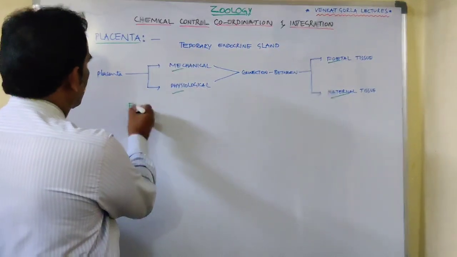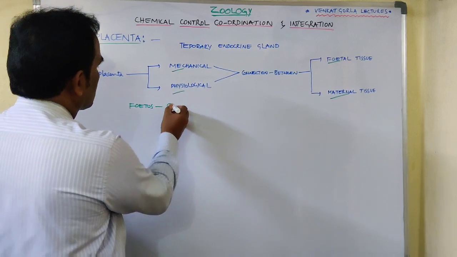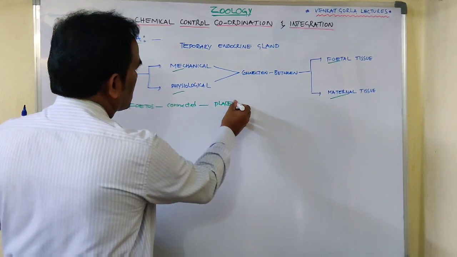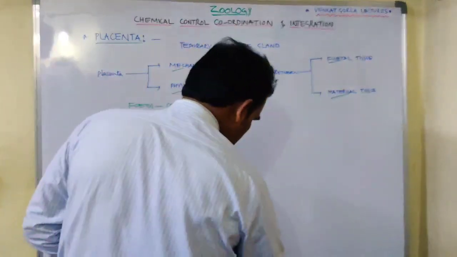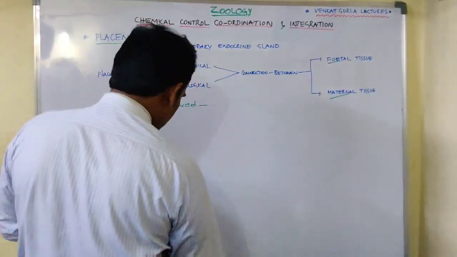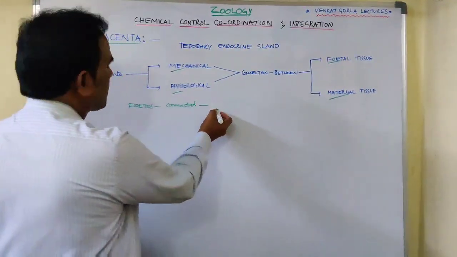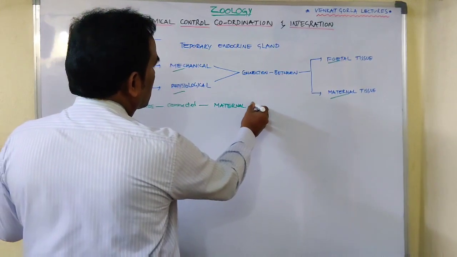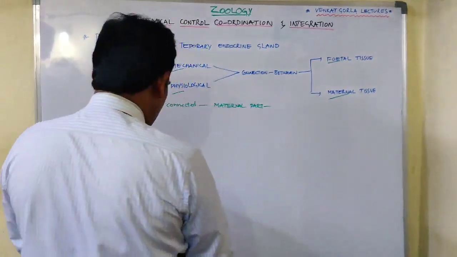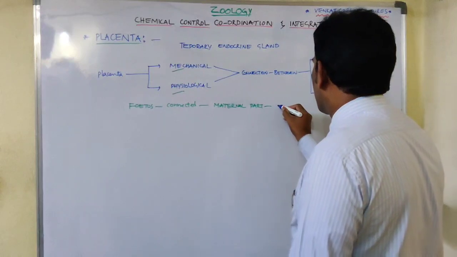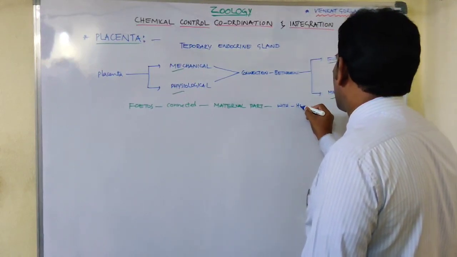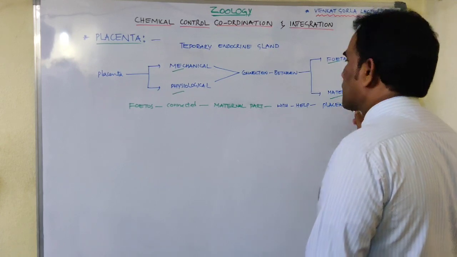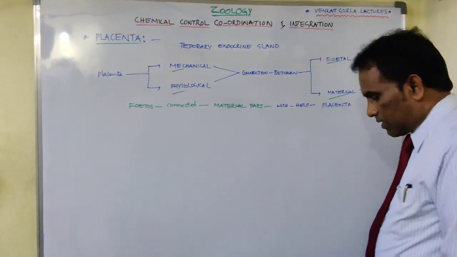A fetus is connected to placenta. A fetus is connected to maternal part with the help of placenta. So the fetus is connected to maternal parts with the help of placenta.